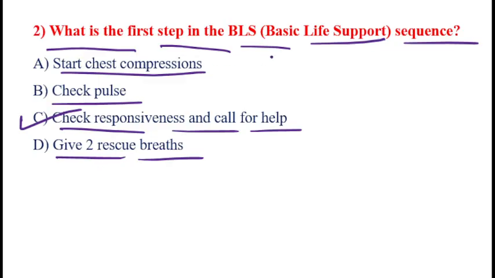So the first step in the BLS or cardiopulmonary resuscitation sequence is to check the responsiveness. How? By tapping onto the shoulder of the patient and calling. If the patient does not respond to your stimulus, then you have to call for help. This is the first step.